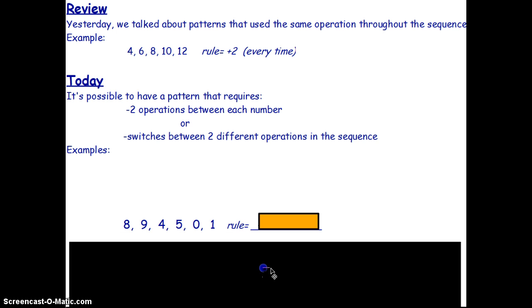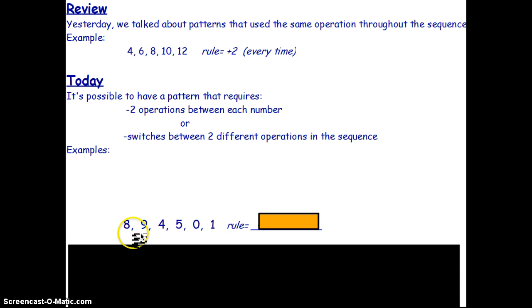For this first one, I have 8, 9, 4, 5, 0, 1. Well, these numbers seem to be all over the place because here I'm getting bigger, then I'm back to being smaller, getting bigger, now I'm back to being smaller, getting bigger. So since I don't know if I'm increasing or decreasing, it seems to be doing both. What I'm going to do is skip that first step we learned about, and go right into the second step and figure out how these numbers are changing from one step to the next.